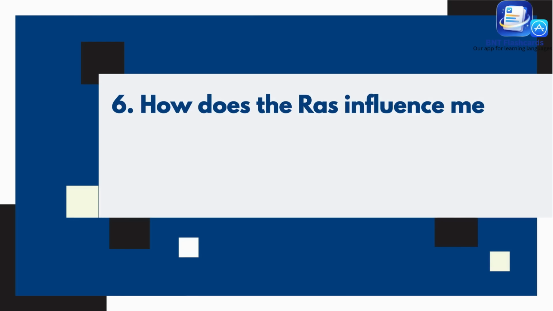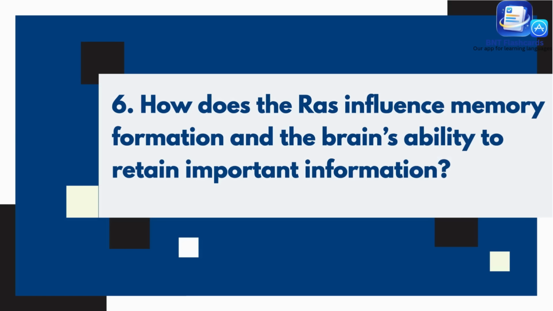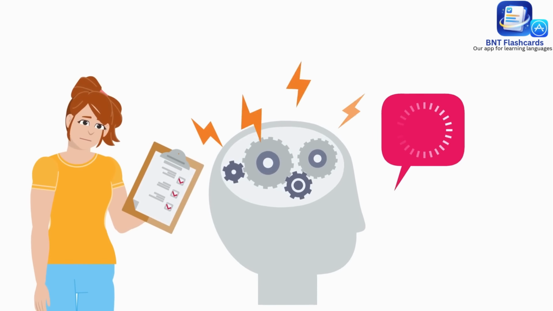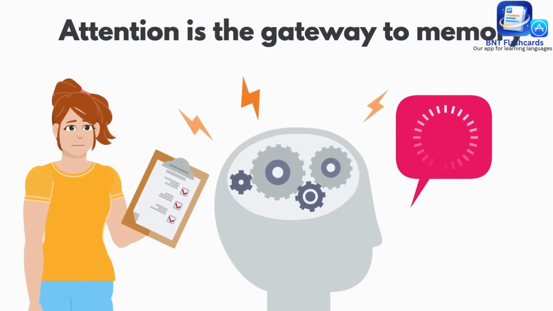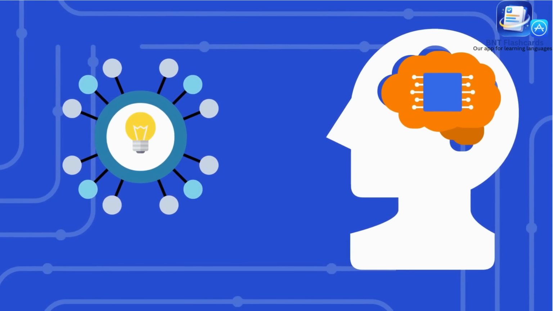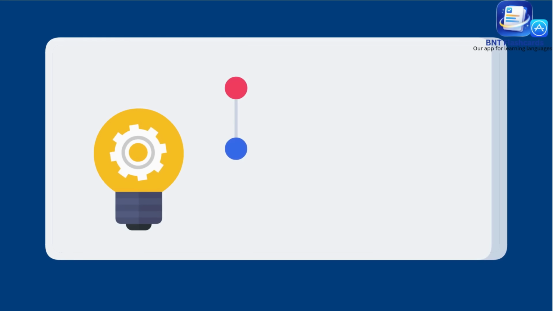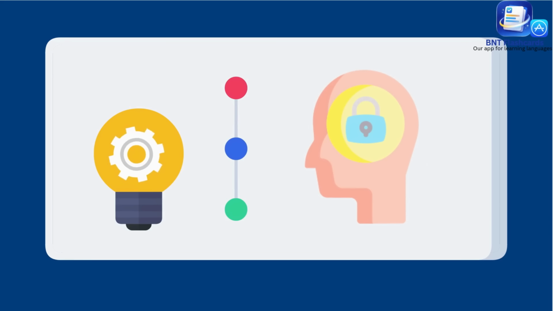6. How does the RAS influence memory formation and the brain's ability to retain important information? The RAS decides what information gets attention first, and attention is the gateway to memory. Information that passes through the RAS is more likely to be stored and remembered. If something feels important or meaningful, the RAS helps lock it into memory.